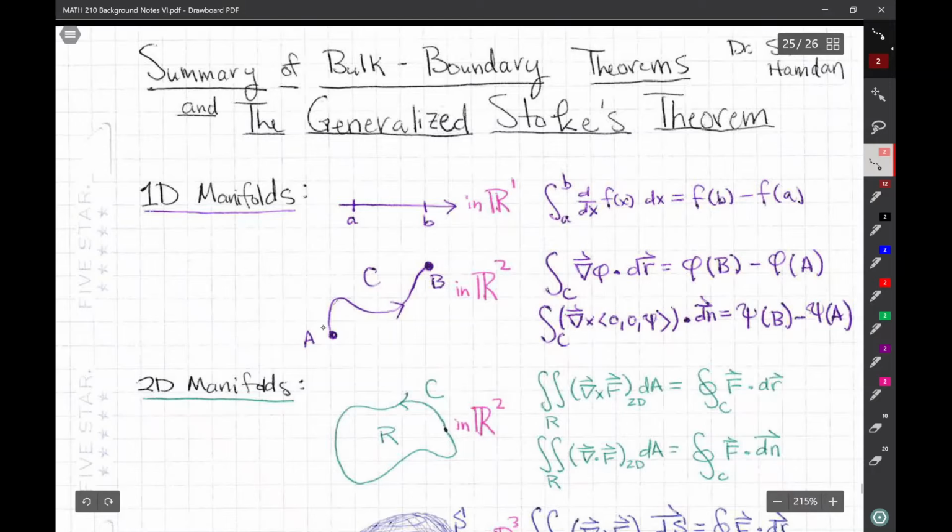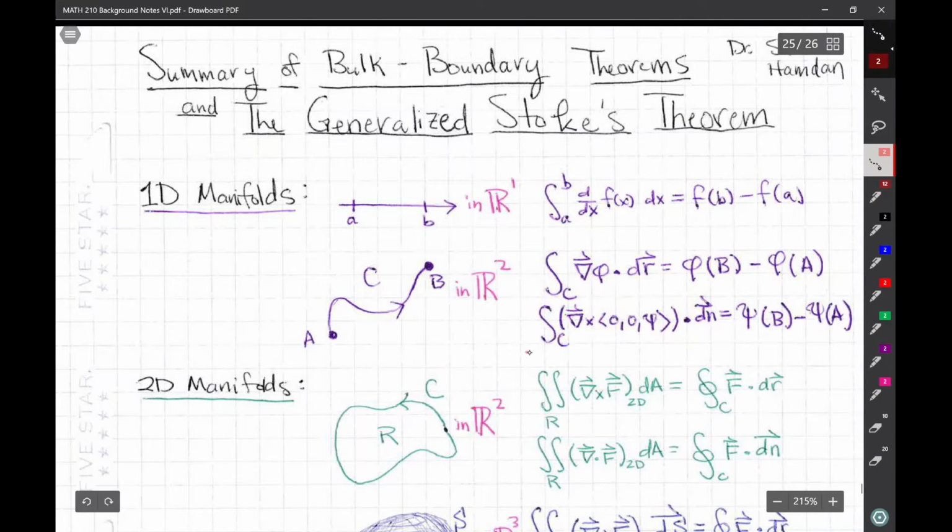You could also look at 1D manifolds embedded in R2. And there we got that the vector line integral of the gradient of a scalar function dr, you could either do this derivative, the gradient, the air quotes derivative in the bulk, or you could trade that for an operation at the boundary, taking the potential function phi, evaluating it at b and subtracting its evaluation at a.